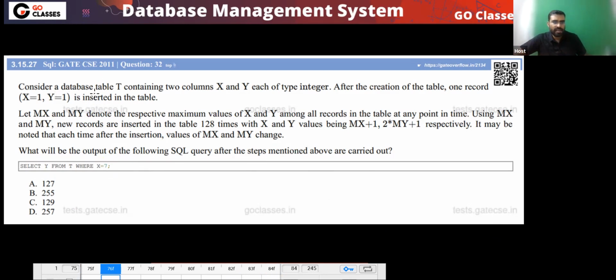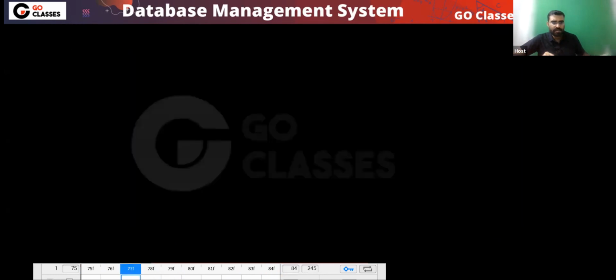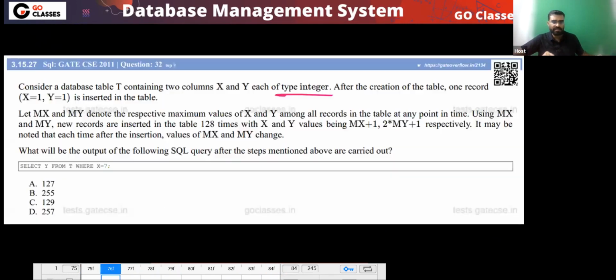And the question is saying consider a database table t containing two columns x, y, each of type integer. So you have a table t in which x, y are both integers. After the creation of the table, you have created the table. Initially, when you create it, the table is empty, right?